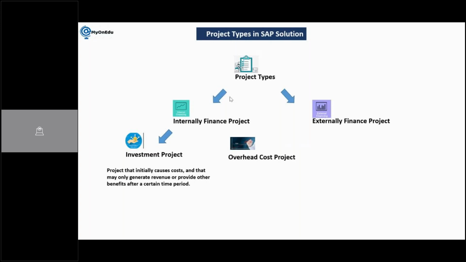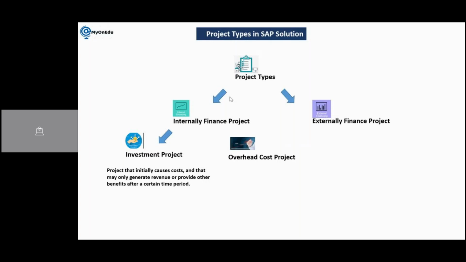So when we are understanding exactly what an investment project is, what exactly is the definition? A project that initially causes cost and that may only generate revenue or provide other benefits after a certain time period. So this means we are putting in the cost as of now. Okay, we are not getting direct revenue as of now.